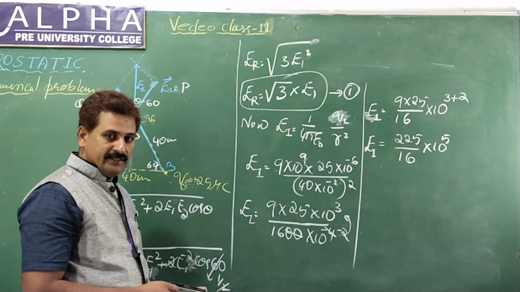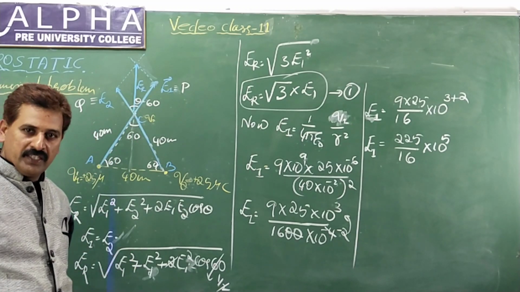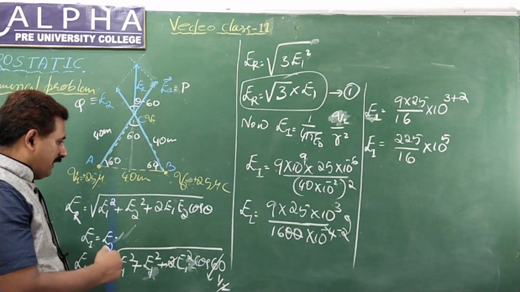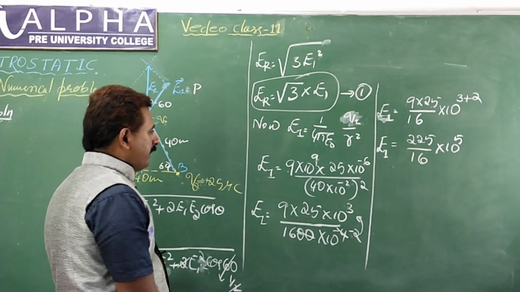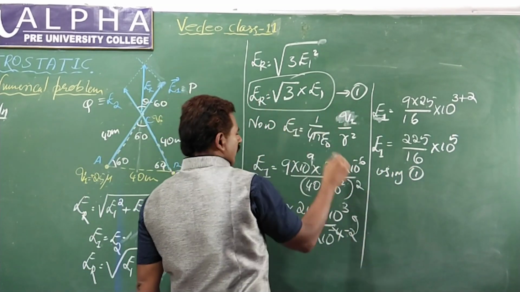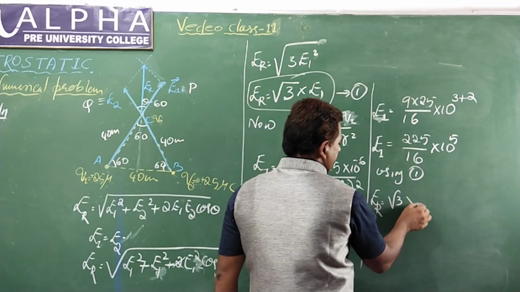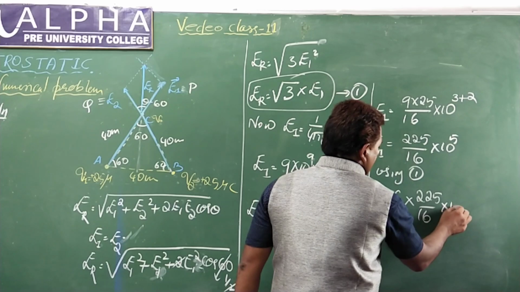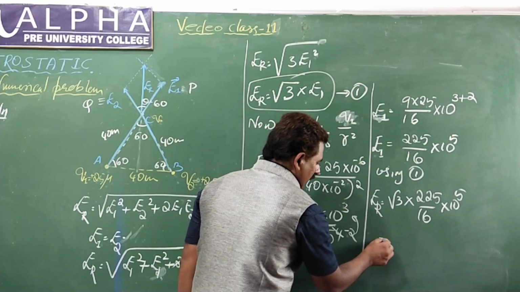You have to sense all these things initially. How do you do it? Practice. You keep practicing problems, like how we do normally in regular classes. Okay, fine. Now the point is, put the value using equation 1. ER equals the resultant, root 3 times the value of E1. What is that? 225 divided by 16, 10 raised to the power 5. You simplify it using your calculator and write the answer.